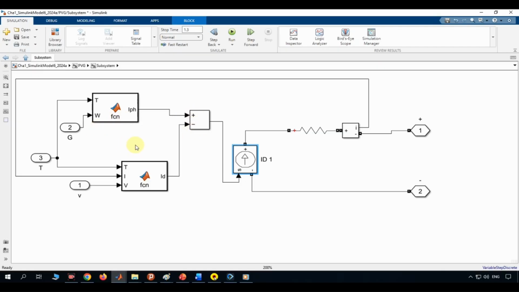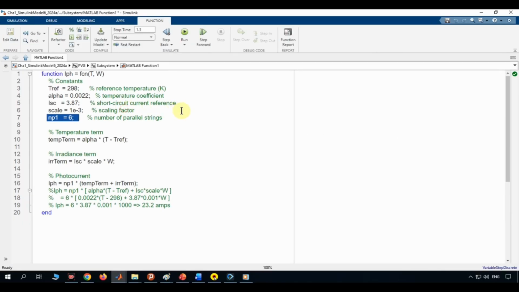Let us begin with the upper MATLAB function block. Its job is to calculate the photocurrent, denoted by Iph. This current is generated directly by sunlight. The function receives two inputs. The first input is the temperature. The second input is the solar irradiance.